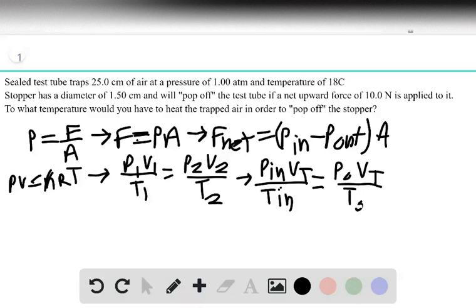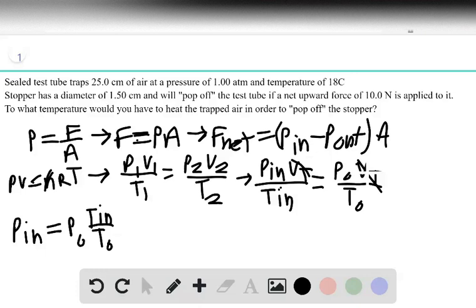Okay, so now we can solve this equation for P in. P in equals P naught times T in over T naught. Okay, notice volume is not in this equation because the volume of the tube does not change. It's on either side, so it can be taken out of the equation, okay?